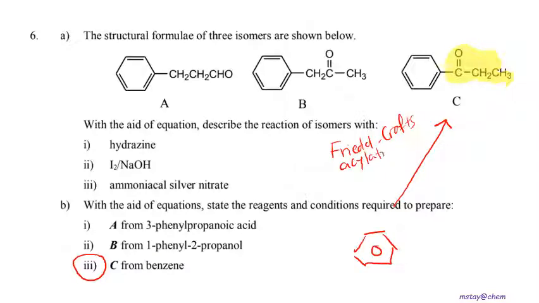If this is Friedel-Crafts acylation, I will copy this back. The reagent is CH3, CH2, and then C double bond O. The reagent is an acyl chloride, where the bond is broken between the carbon and the Cl. And don't forget we need the catalyst AlCl3. For this one, only one step is needed to produce C. So that's all for question number 6.